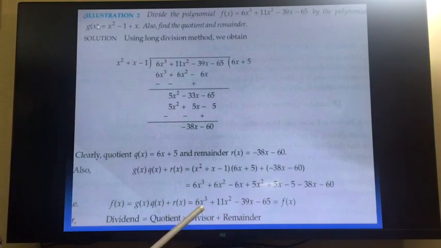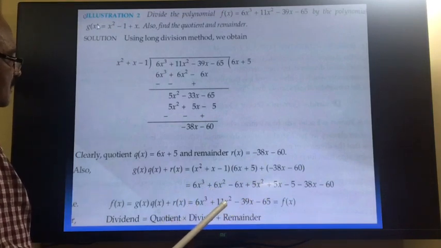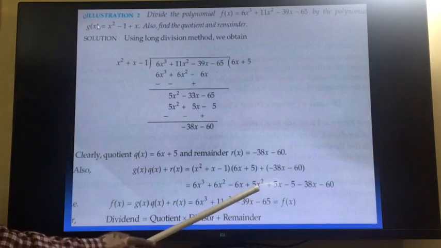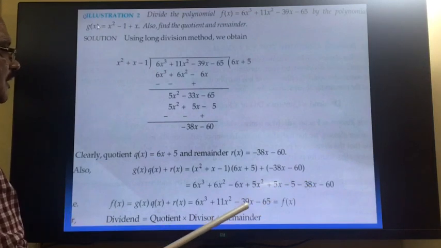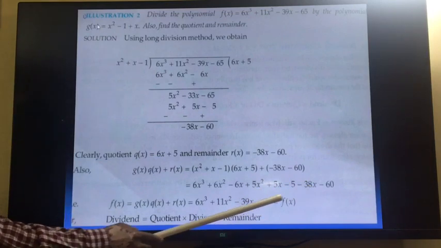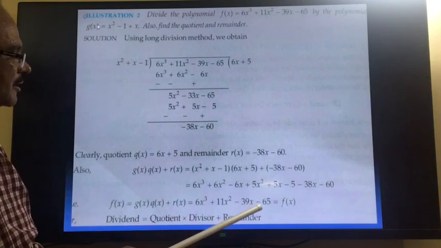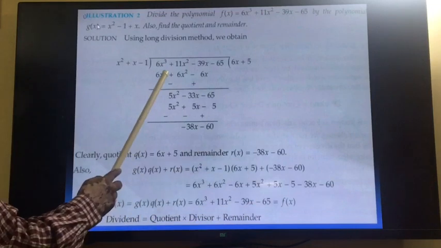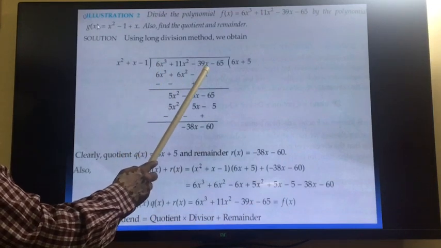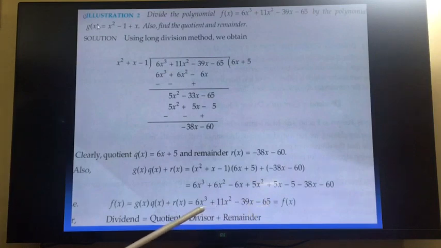So 6x cube, then 6x square plus 5x square is 11x square, then minus 6x and plus 5x, and minus 38x. These all together will be minus 39x, and then minus 60 and minus 5 will become minus 65. So we are observing this quantity is equal to the dividend, 6x cube plus 11x square minus 39x minus 65. So this quantity is the same. So we have proved that dividend is equal to divisor into quotient plus remainder. Right? So now we will go to the next question.